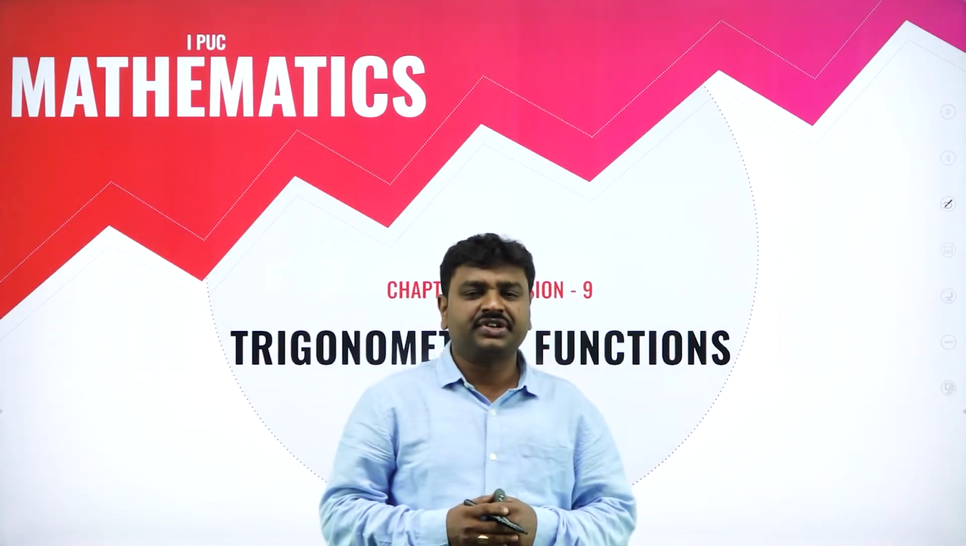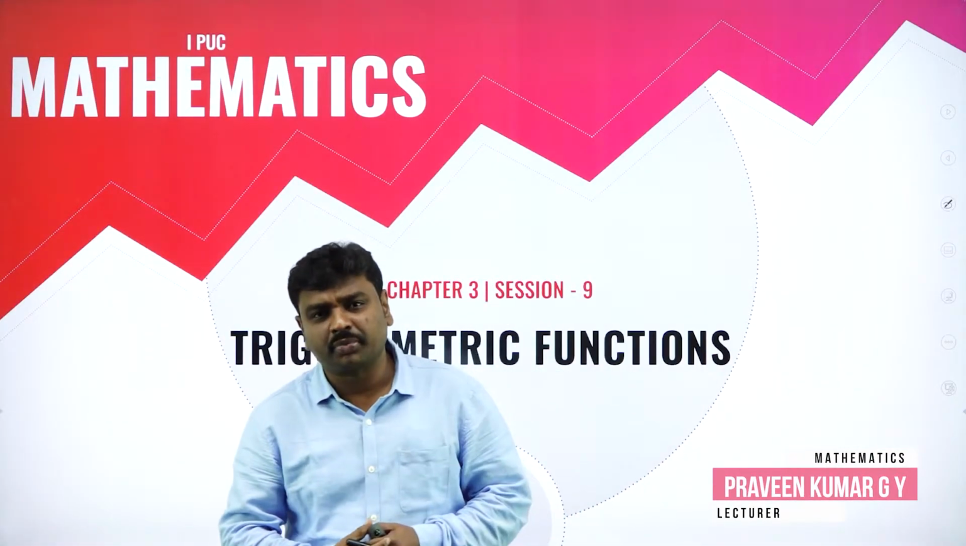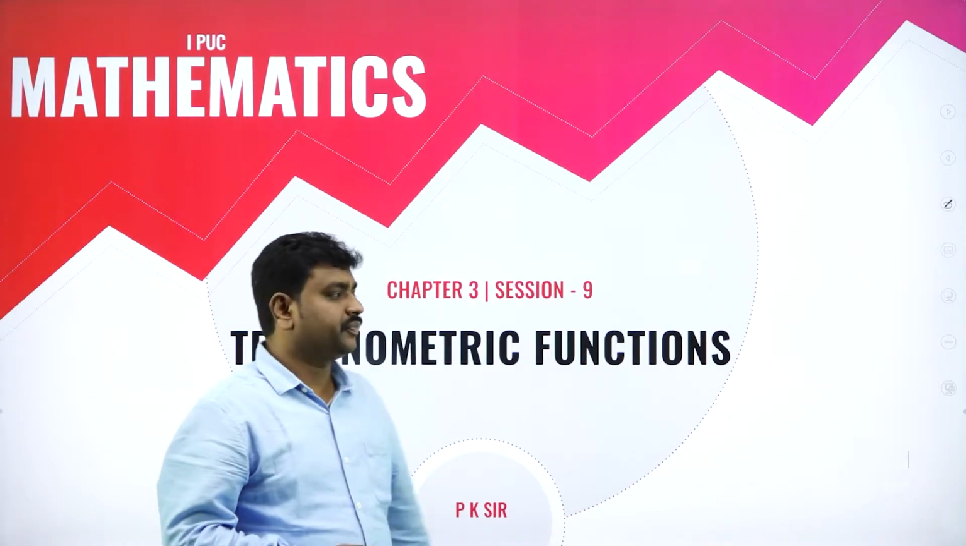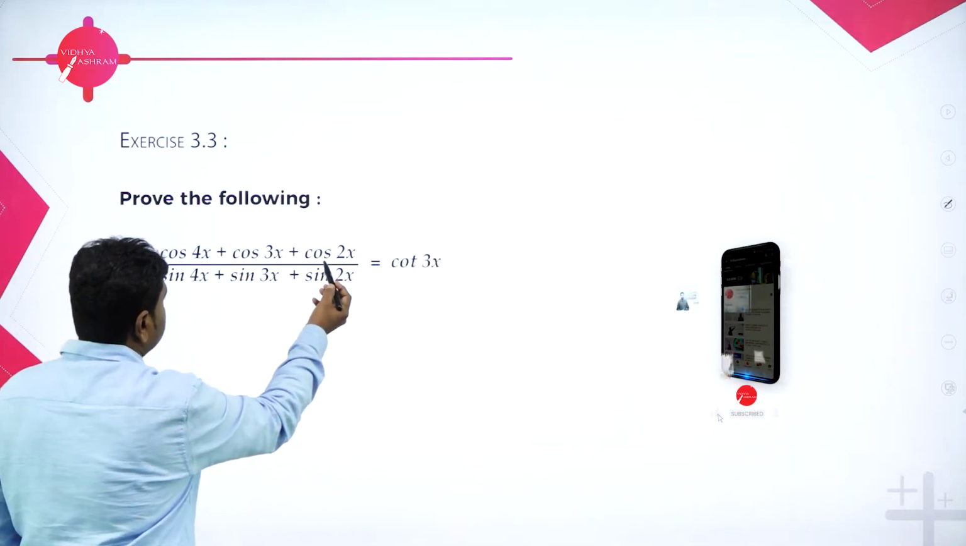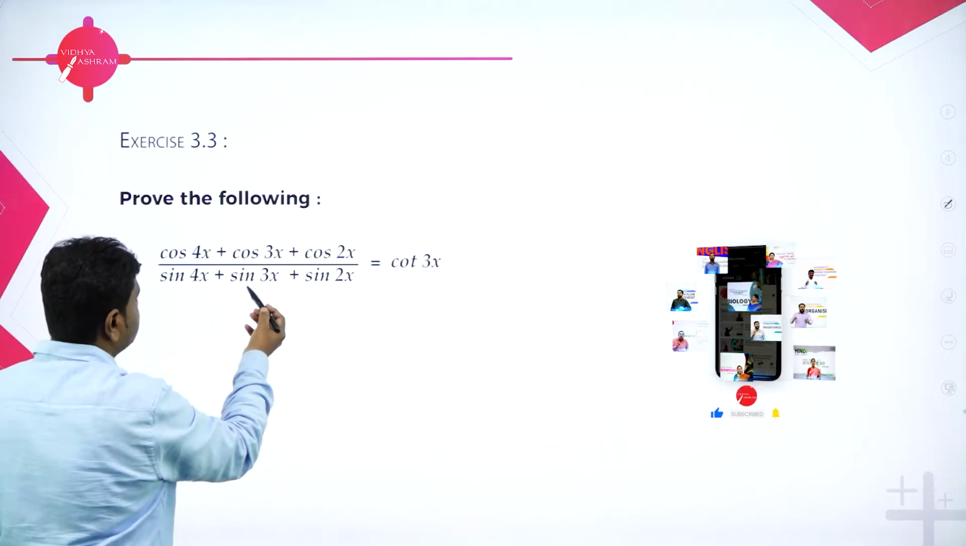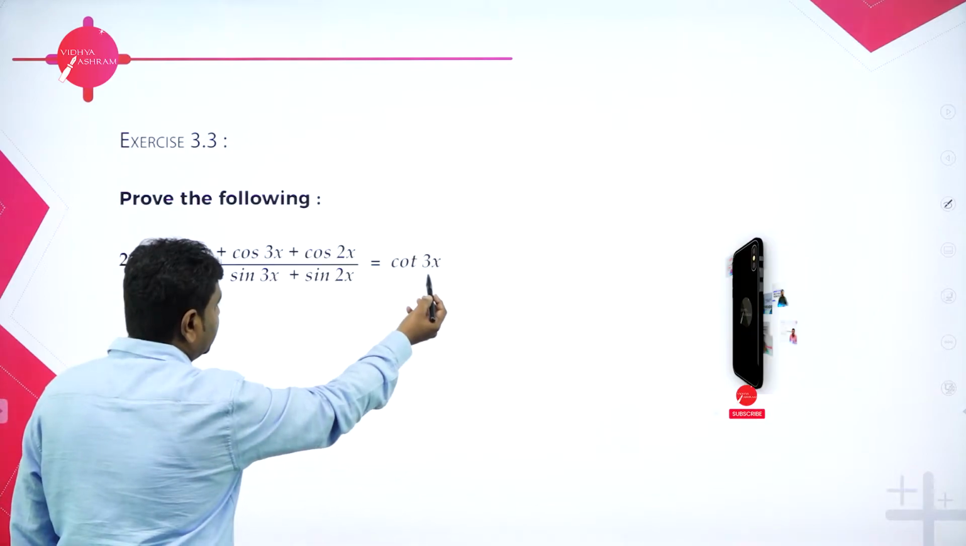Welcome to the session, dear students. Today I'll continue with the problems of exercise 3.3. Prove that cos 4x plus cos 3x plus cos 2x divided by sin 4x plus sin 3x plus sin 2x is equal to cot 3x.